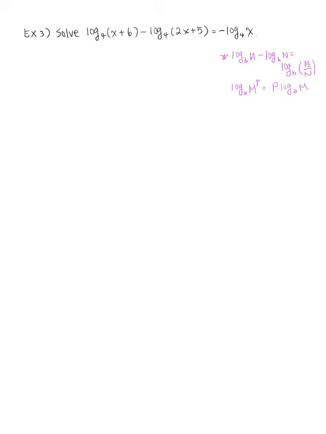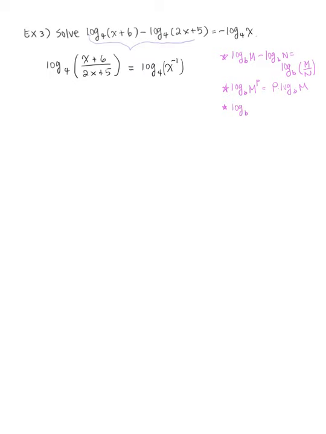Now let's work it. First, let me combine these two by using the first property that I wrote down. So this is the same thing as log base 4 of x plus 6 all over 2x plus 5. And then on the right-hand side, I'm going to use the second property. What's going to happen is that this negative 1 is going to be an exponent on x. So here I could rewrite this as log base 4 of x to the negative 1. Let me put parentheses so that you can see which is the argument and which is the base.